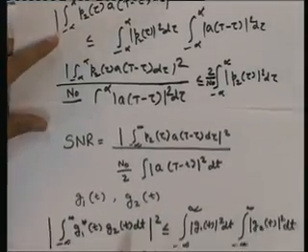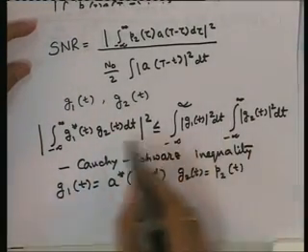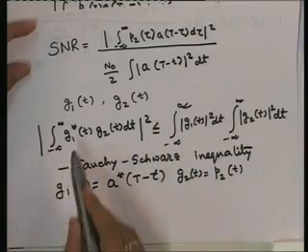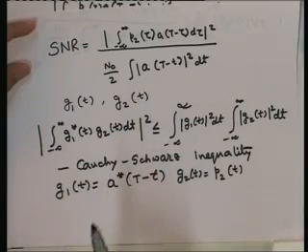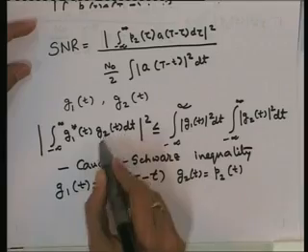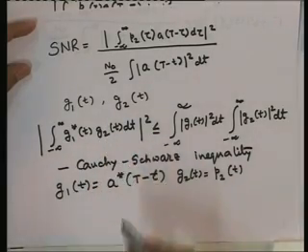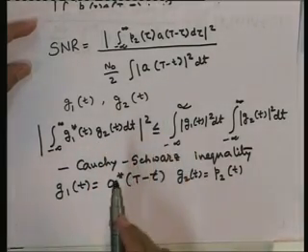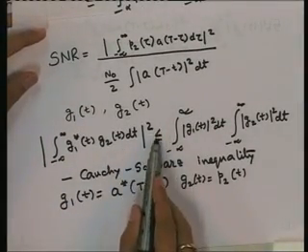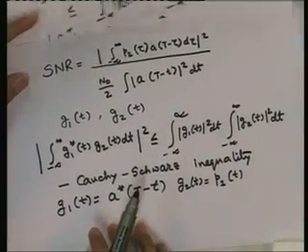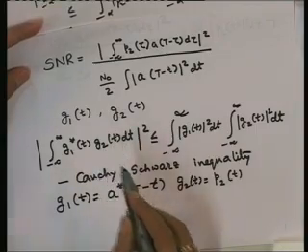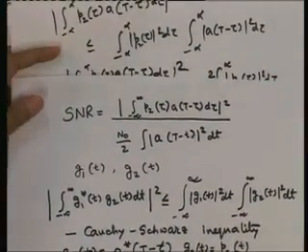And Cauchy-Schwarz inequality also says that this inequality will always hold, and this will be equality only if G1(t) is a constant multiple of G2(t). When G1(t) is just a constant multiple of G2(t), then this equality holds, and that is the only case when this will be equality. Otherwise it will always be strict inequality. So this equality will come only when G1(t) and G2(t) are essentially the same except for a constant factor.